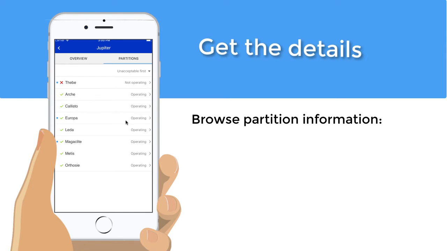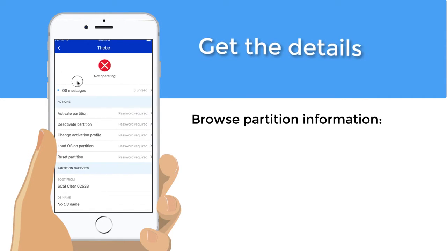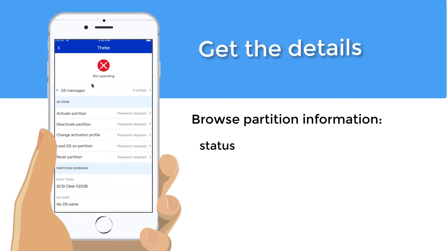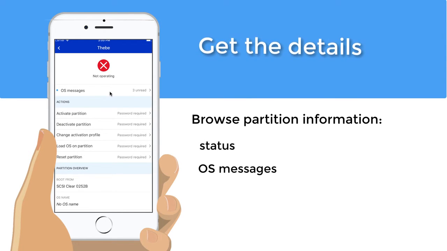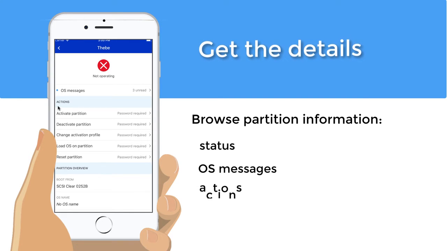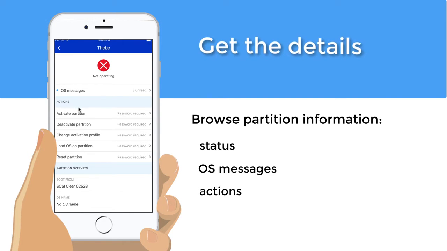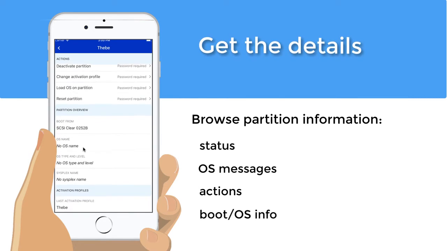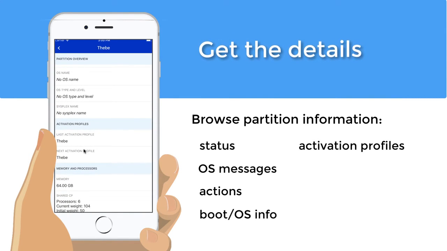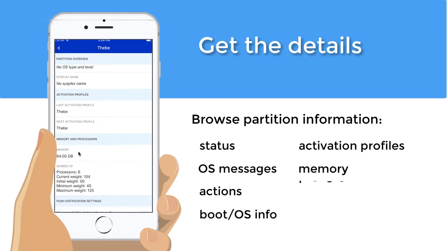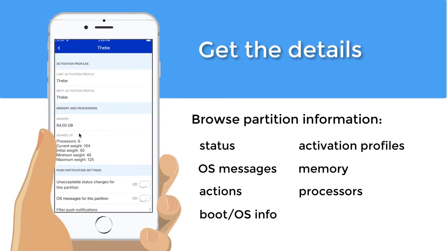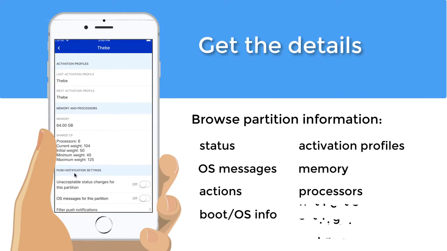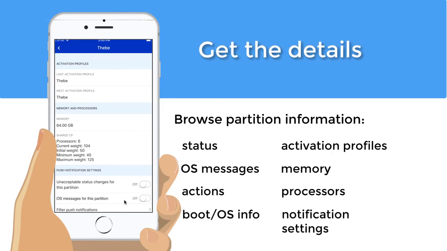This is a list of all partitions of the system. Tap on any one partition to view it. You can see the status and any operating system messages. Next is a list of all available actions that you can perform on the partition. There are also boot and OS information, activation profiles, memory, processor types and weights, and similar to systems, each partition also has push notification settings.